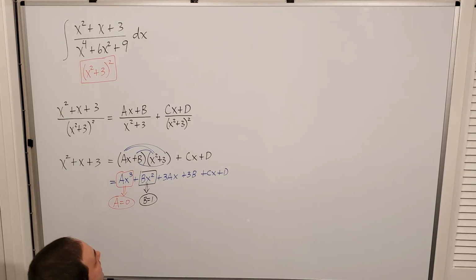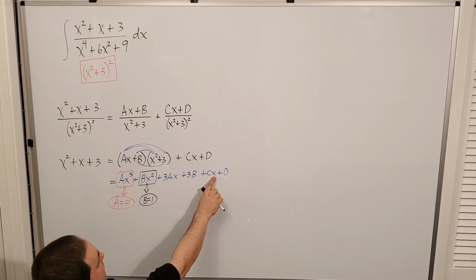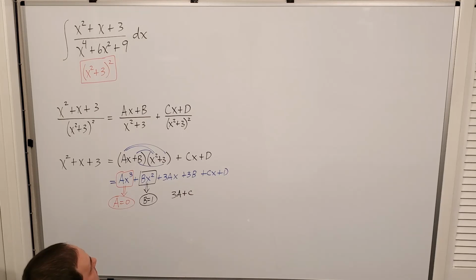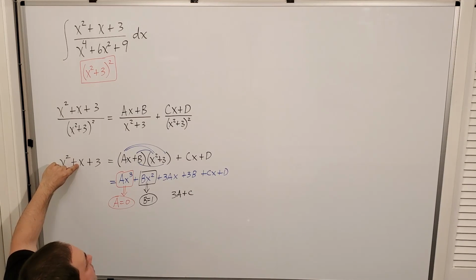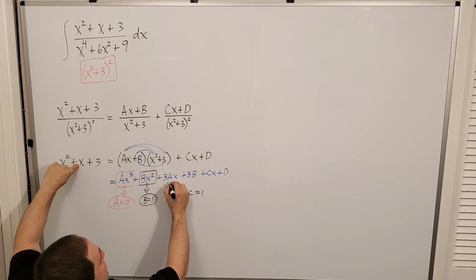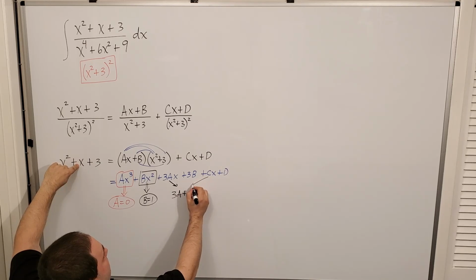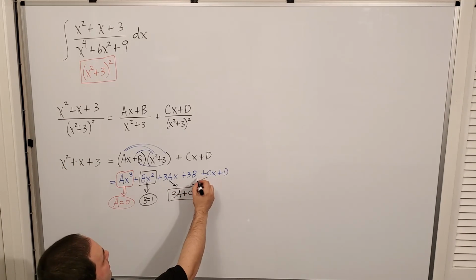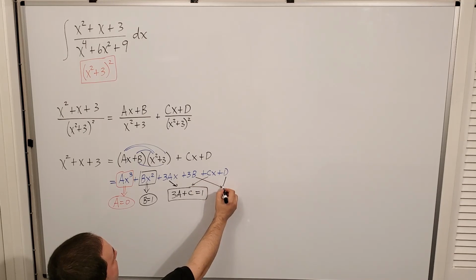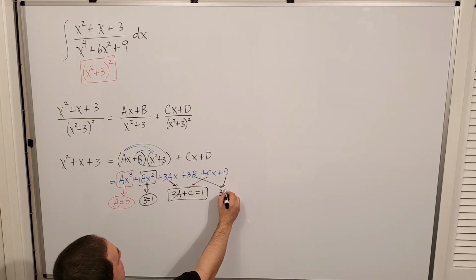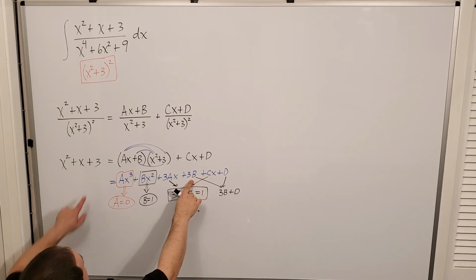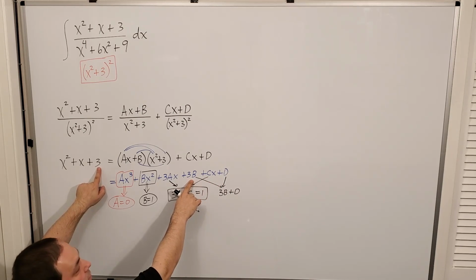Okay, so then let's finish up. Do you notice I have x and x here? So 3a plus c has to equal 1. That's both of these guys put together. And these last two put together here, 3b plus d, those are constants. There's no x's. So those have to be equal to 3.